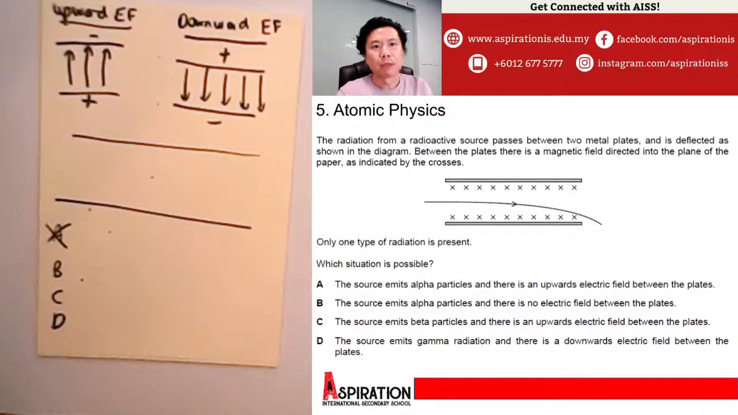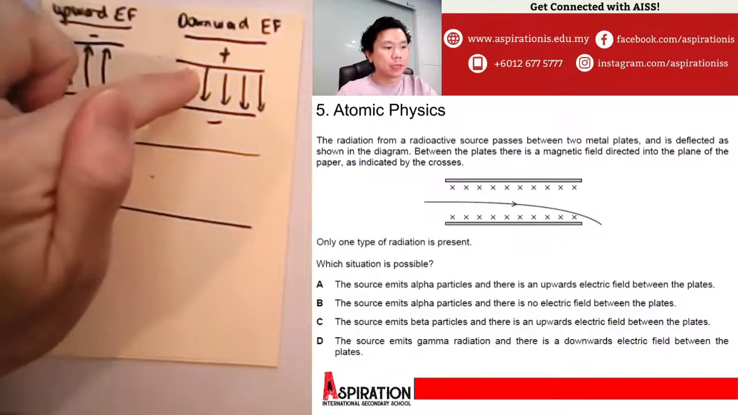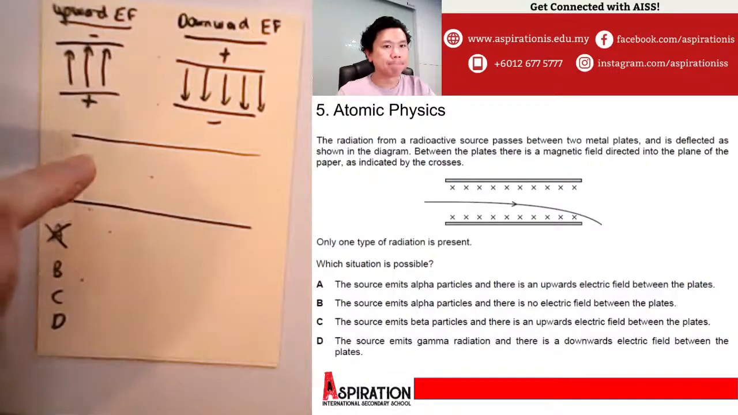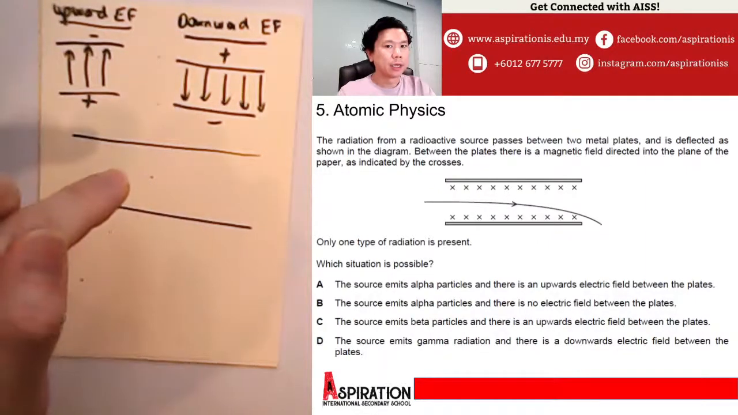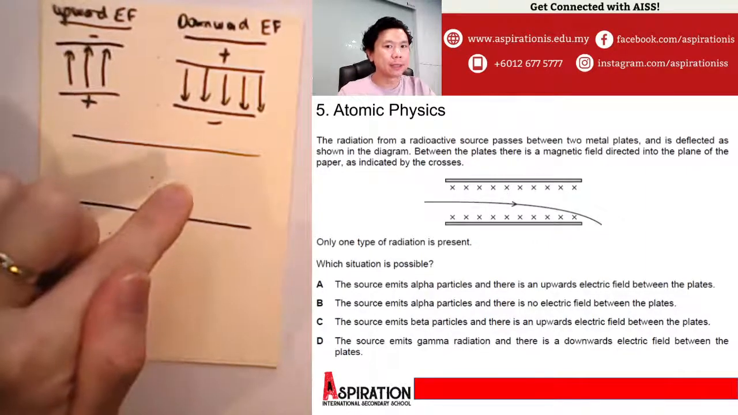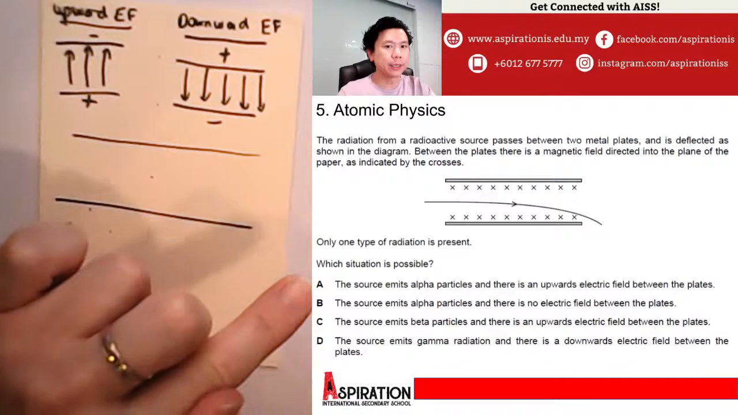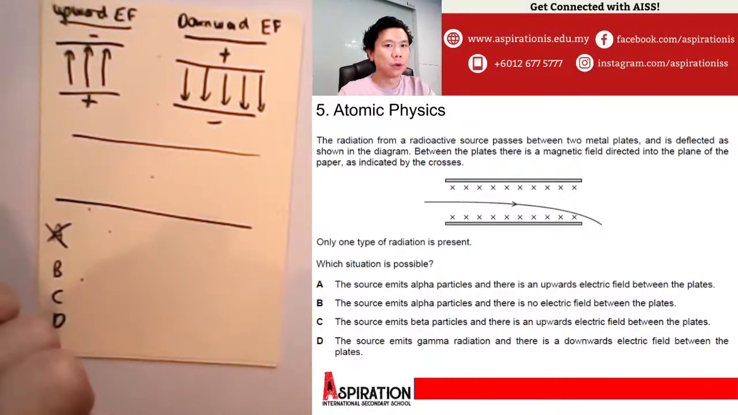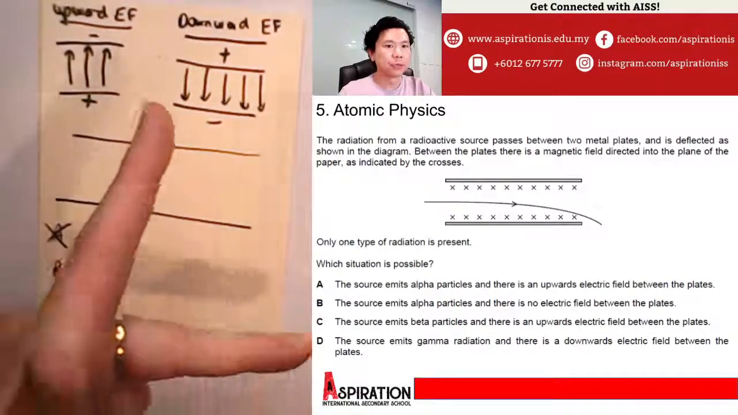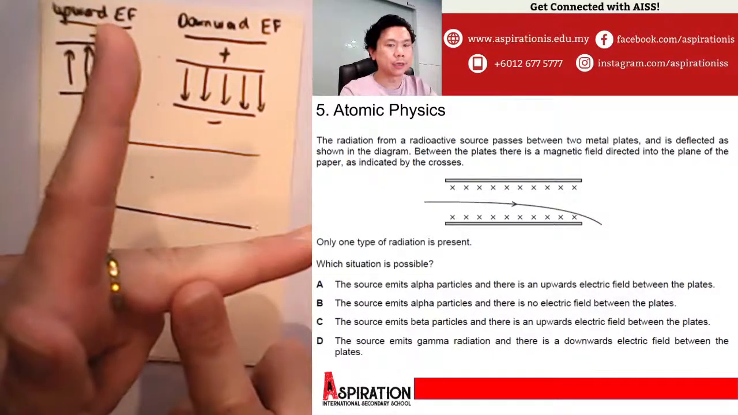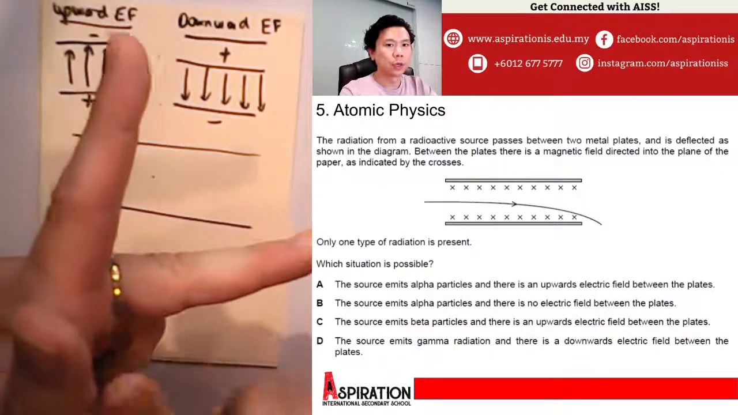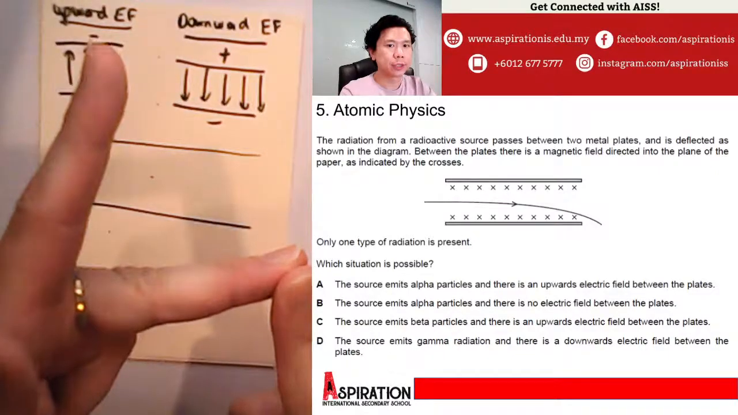Okay. So this is the upward electric field, downward electric field. Magnetic field is into the paper. A is alpha particles, right? In the question, A is alpha particles. So we are going to use Fleming's left-hand rule. The middle finger is current, remember? So alpha is in the same direction as current.